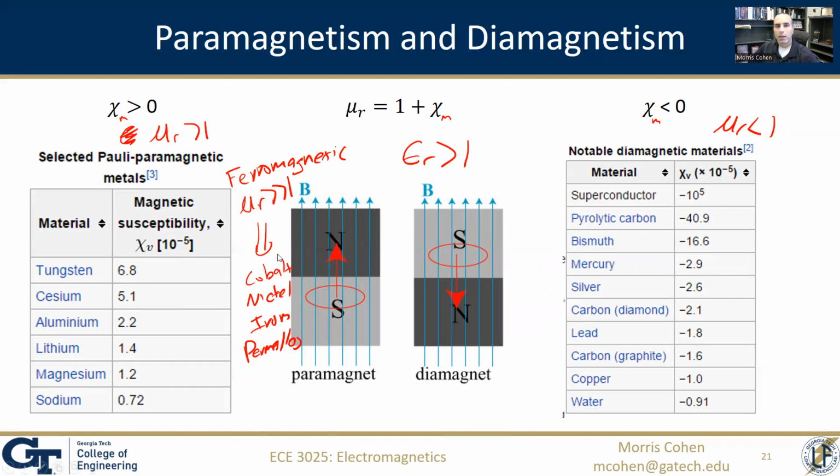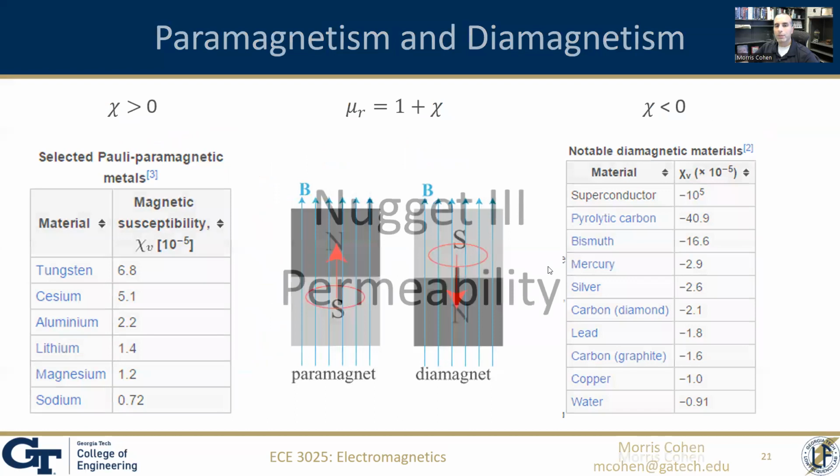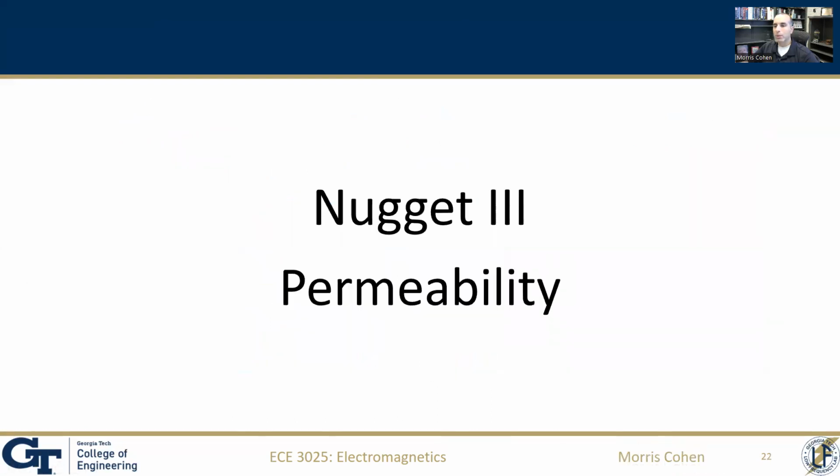All right, so that covers paramagnetism and diamagnetism, or the way materials respond to magnetic fields. And that concludes section 3 on permeability. In the last portion, now that we have talked about magnetic materials, we want to talk about how magnetic fields are going to change on the boundary of two materials. And it's going to depend primarily on the permeability of the materials on both sides of the boundary.